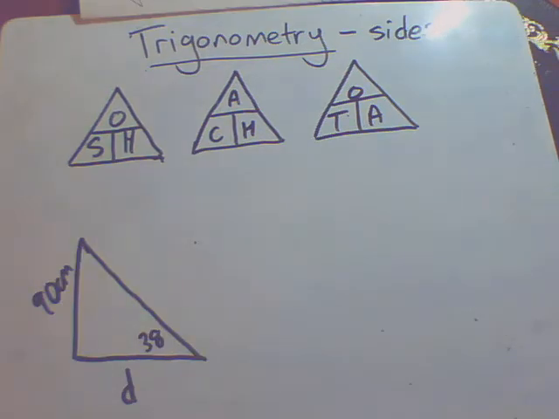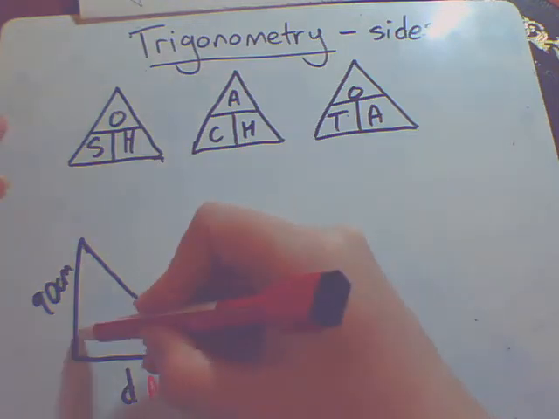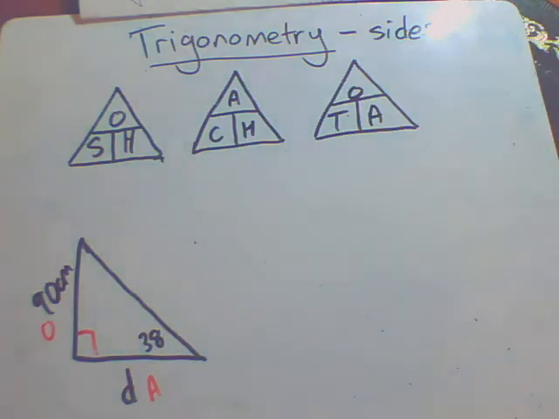Here's one for you to have a go at. Identify which sides you've got and write them down on your triangle. Did you get that you have the adjacent and you have the opposite? Now identify which of the three triangles at the top you're going to use. Did you work out that it was the tan triangle?